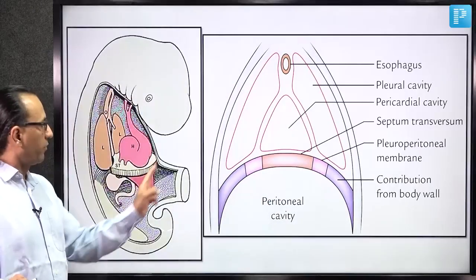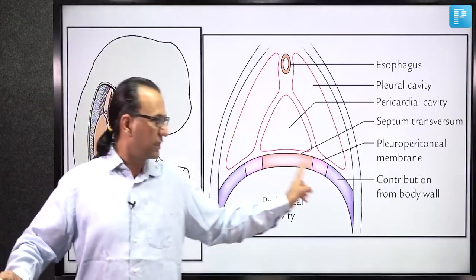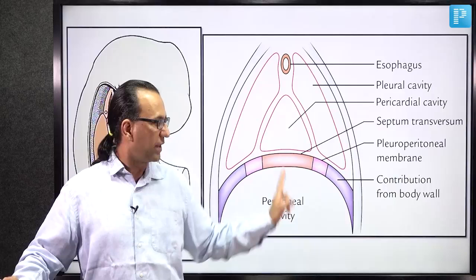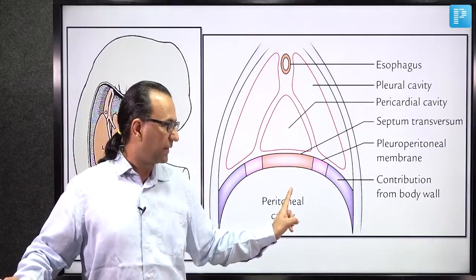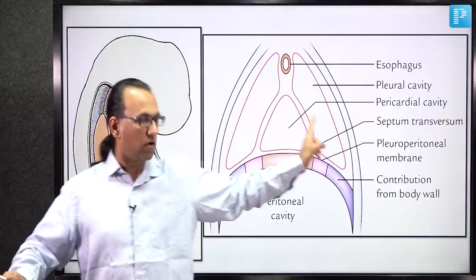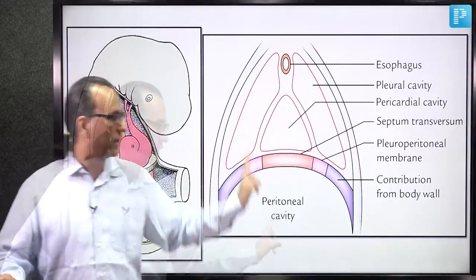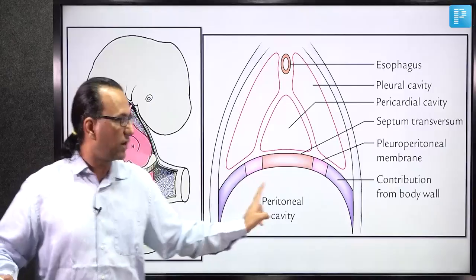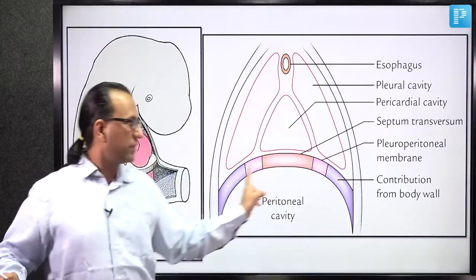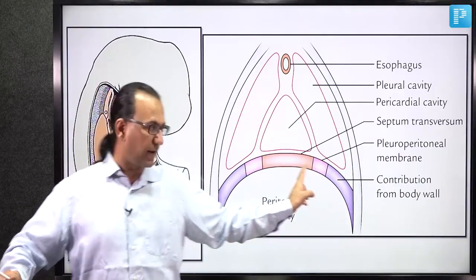Now looking at the septum transversum from the front view, this is also called the pericardio-peritoneal membrane because it is separating the pericardial cavity from the peritoneal cavity. Then you have the pleural cavity on either side, which are separated from the peritoneal cavity by the pleuroperitoneal membrane, one on the right side, one on the left side. They'll be fusing with the septum transversum, contributing to the diaphragm.